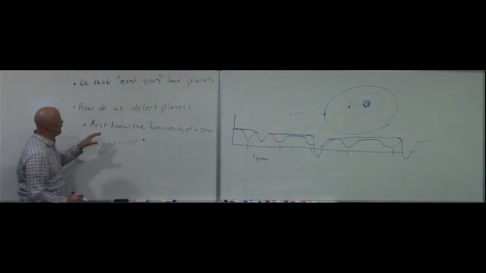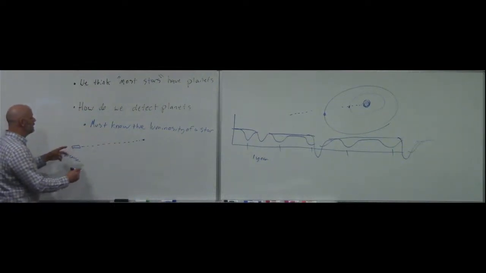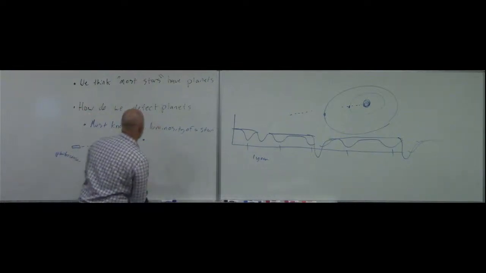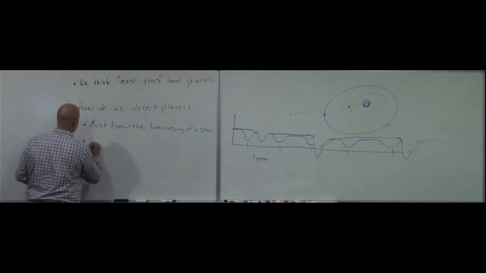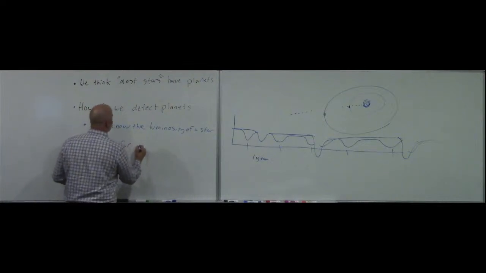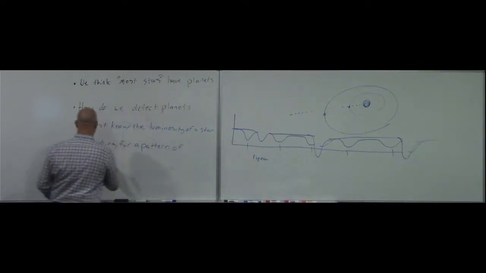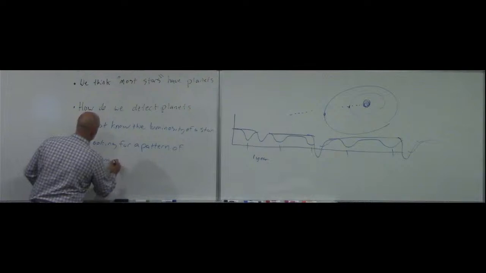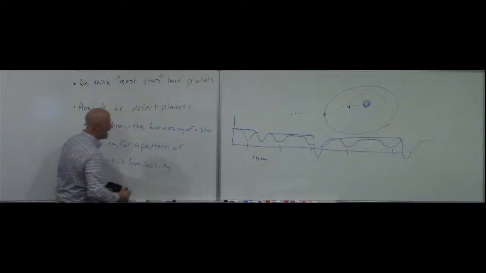But the bottom line is, how do you determine this? Well, you must know the luminosity of the star, and then you're looking for dips in luminosity, or variations in luminosity. I'm going to say for a pattern of change in luminosity. That's your indicator that there is a planet orbiting, right?